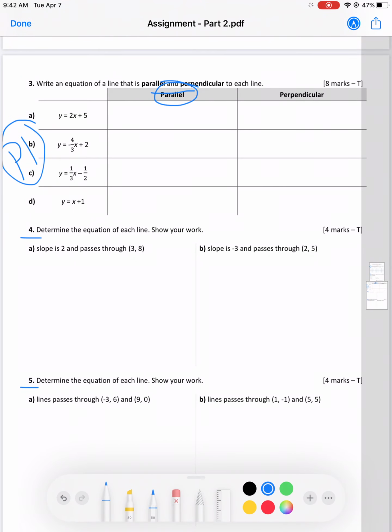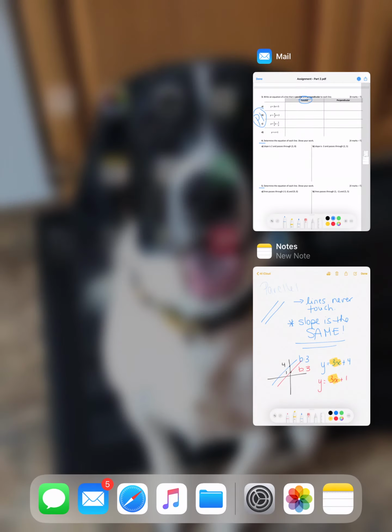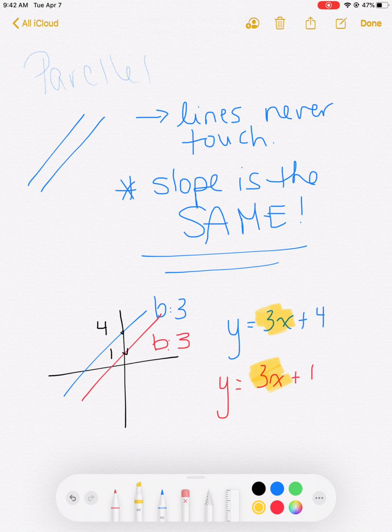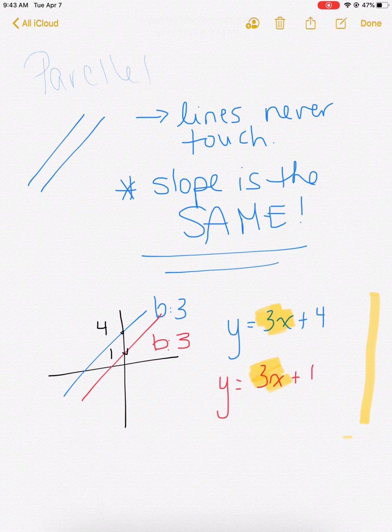Oops, it switched on me. Okay. Perpendicular is a little different. Oops. I don't know if I can scroll. Maybe not, eh? Oh, there we go. Okay, so perpendicular is a little different.